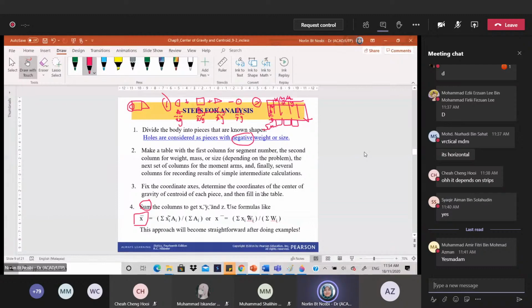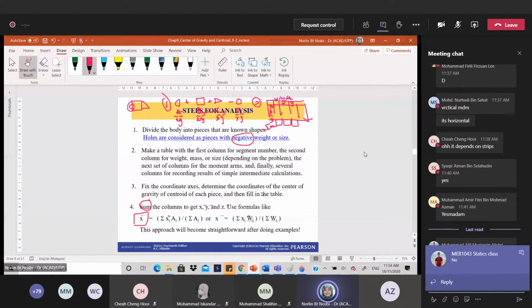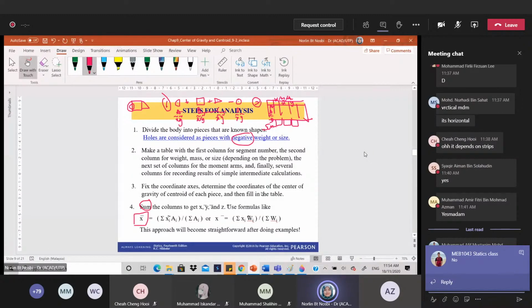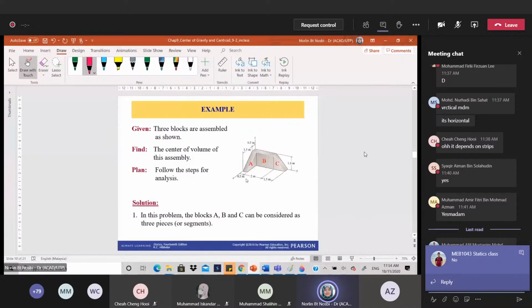Okay. Let me just show you the example. Okay, example. There's a 3 block here, A, B, and C. So first step, you need to divide into the body piece, right? You label it as A, B, and C. Triangle, this is one rectangle and triangle. So the second step, you need to make a table.